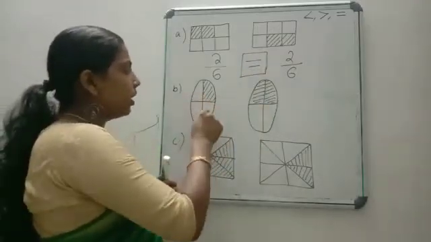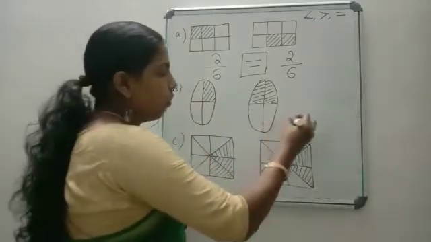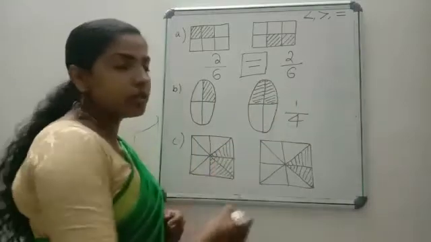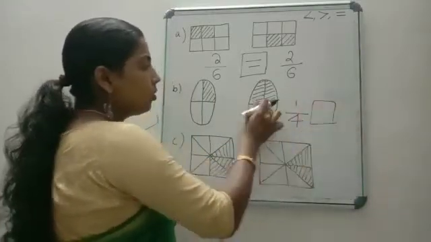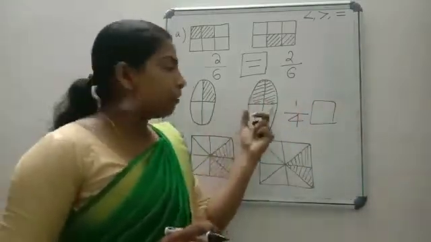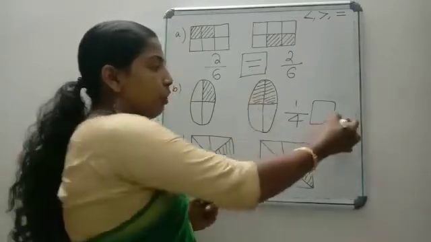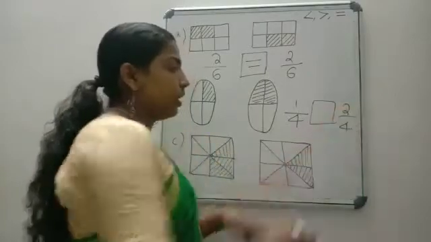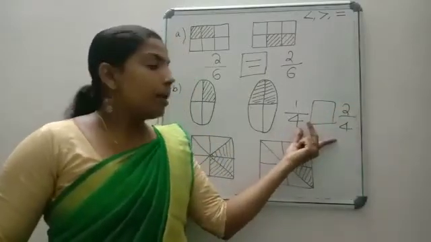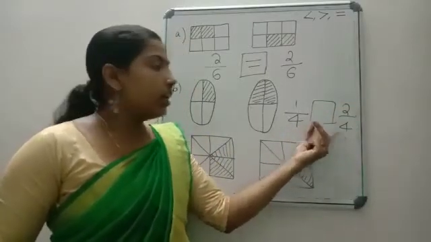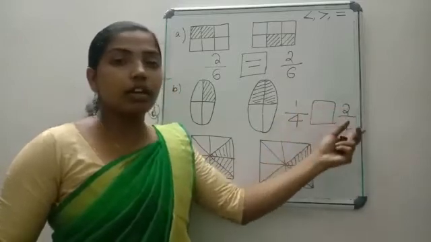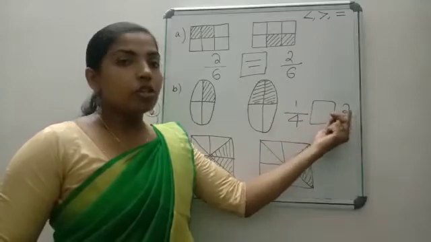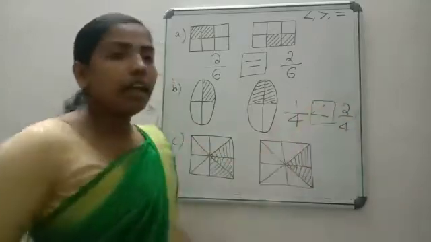Okay, go to the next figure. This figure is equally divided into how many parts? 4 parts. And among that, one part is shaded. So the fraction is 1 by 4. Now see the second figure. Same type of figure itself. It is divided into 4 parts. Among that, how many parts are shaded? 2 parts are shaded. So both are like fractions because they have the same denominator. And see the numerator. Numerators are different. This is 1 and this is 2. And which is greater? 2. So we can say that this fraction will be greater.